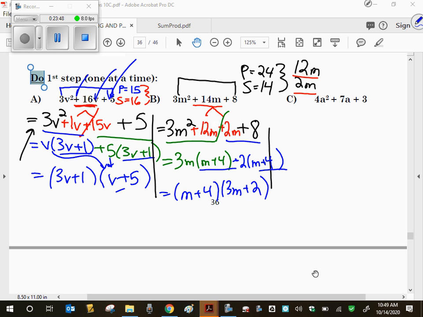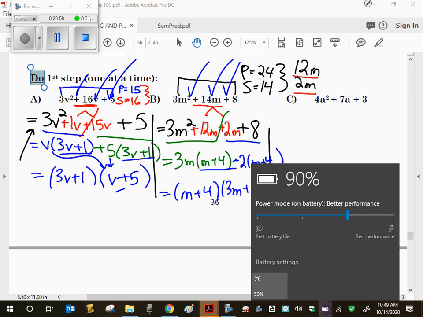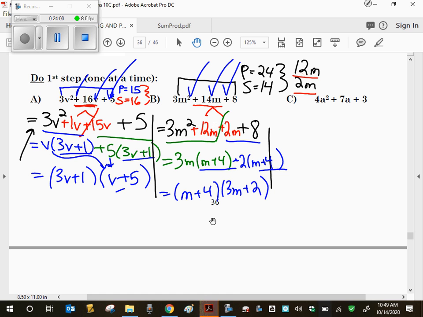If I check this using FOIL, I get 3m squared plus 2m plus 12m is 14m plus 8. Good. Still one step at a time. Proceed. Go ahead and do the sum product part. Sum product, find the two numbers.